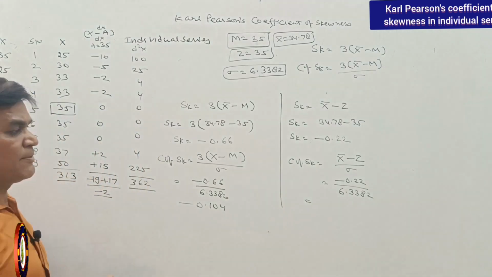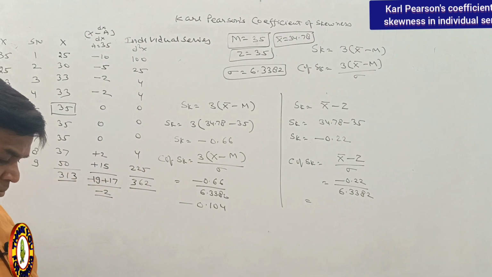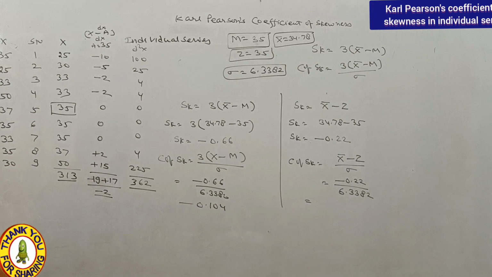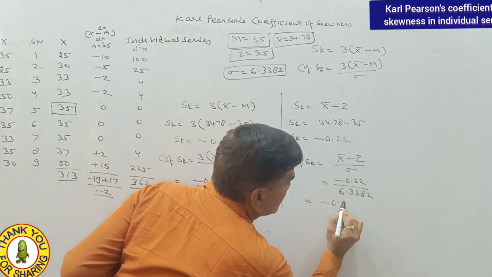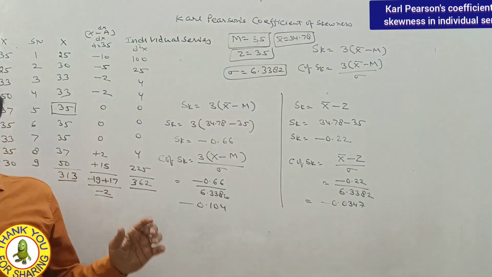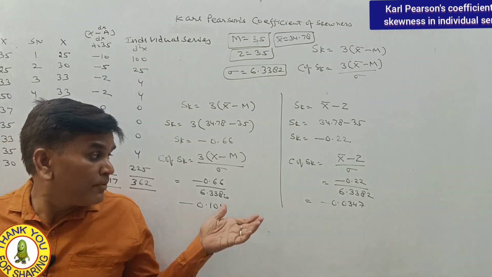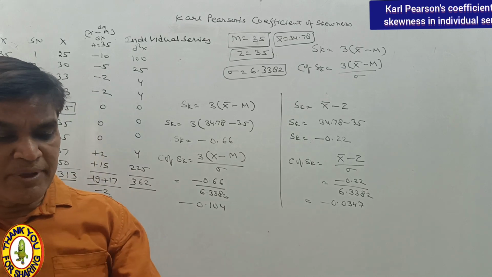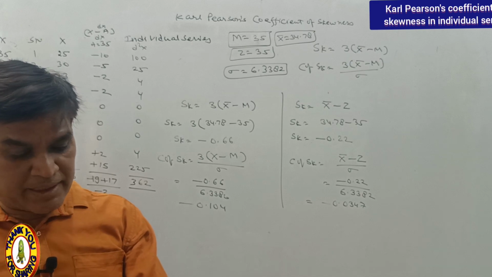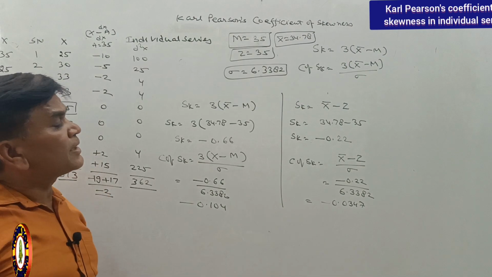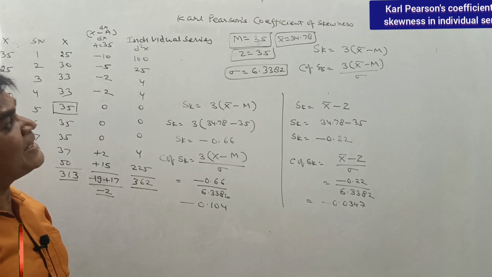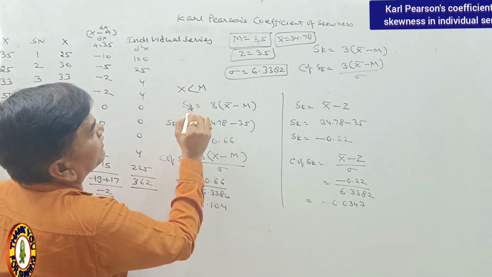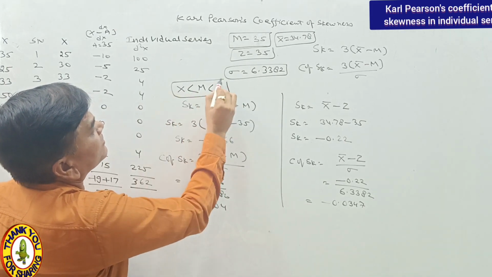There is a negative skewness over there. Minus 0.0347. So in the Karl Pearson coefficient, we have a negative value over there. Negative skewness shows that the value of x bar is less than the median. So negative skewness means x bar is less than m, and m may be less than or equal to z.